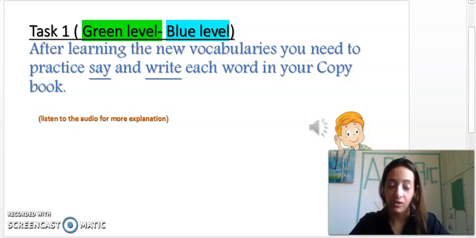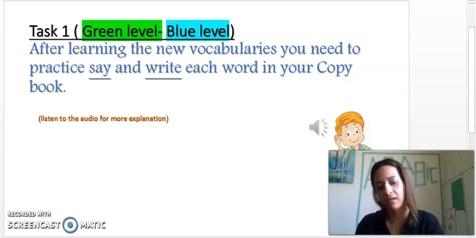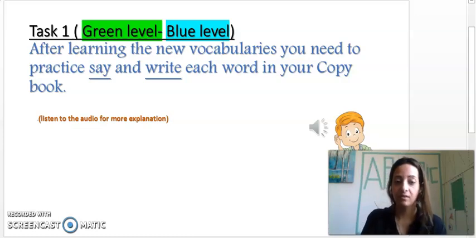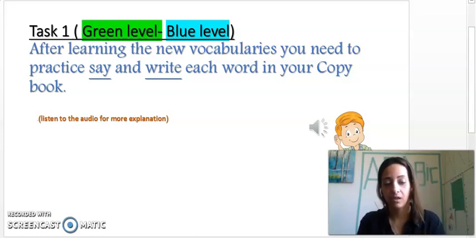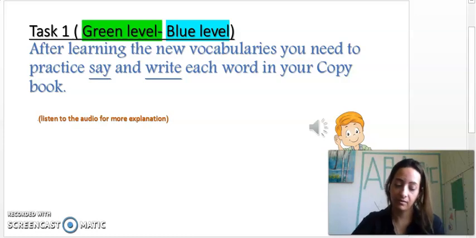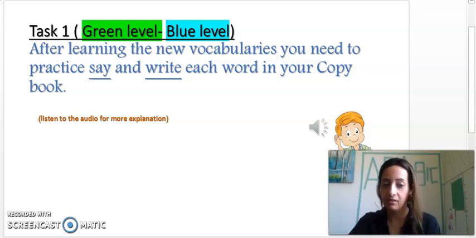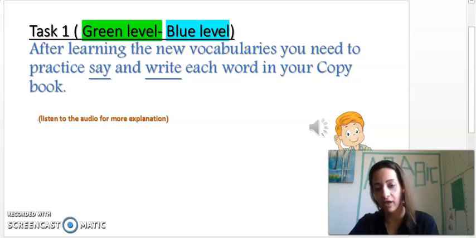Now we're gonna go for the task first. We have task 1, green level and blue level. My student know what this means. Green level, I'm talking about beginners, and blue levels, I'm talking about the student who are advanced.